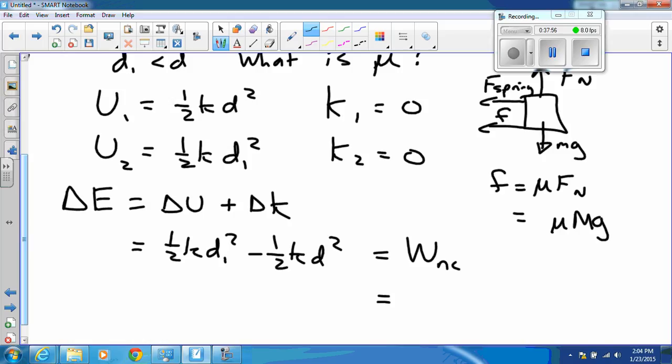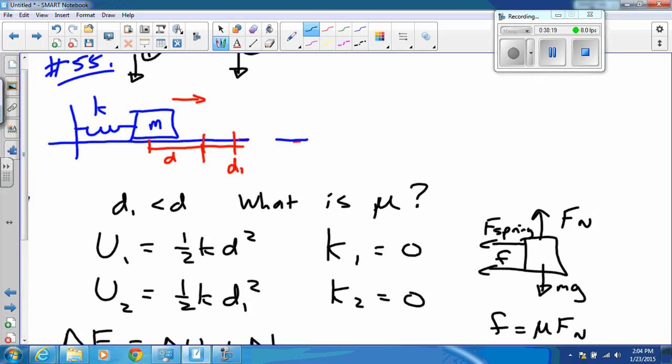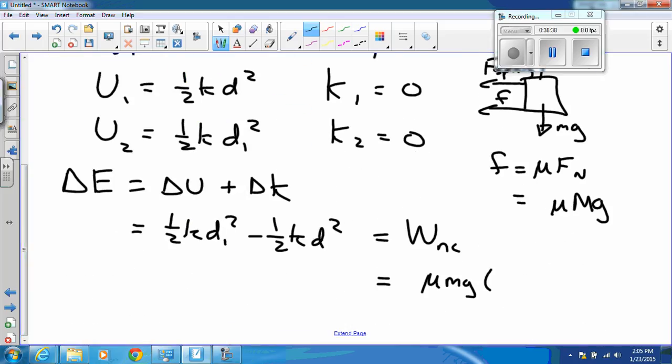Scared me. And so now it's a simple matter of saying, how much work is done by my non-conservative force? So we need to figure force, distance, and cosine of the angle between. We've got force, it's mu mg. How about the distance? The spring starts here, it goes out to here. Under which part of this path is friction operating? All of it, as soon as it's let go. And therefore, the total distance that it travels is d plus d1.